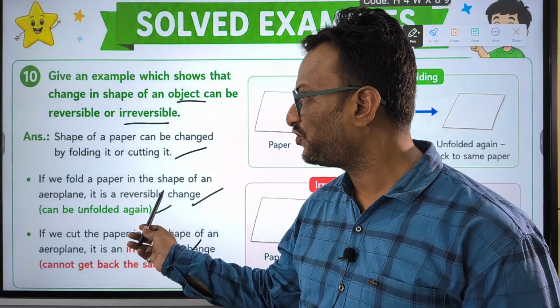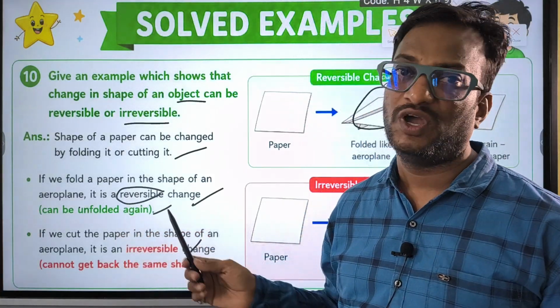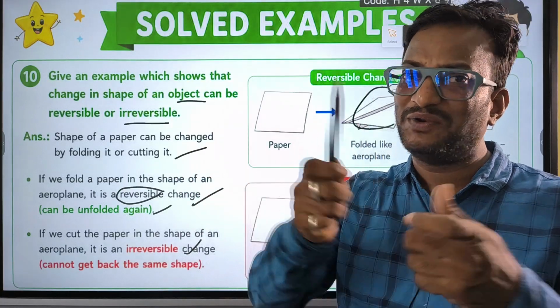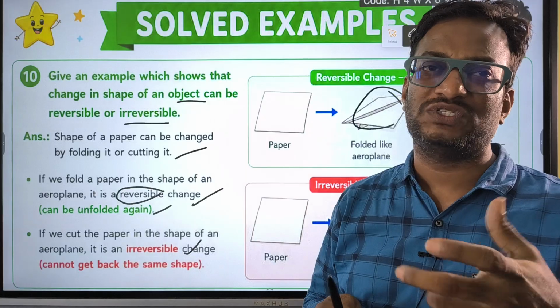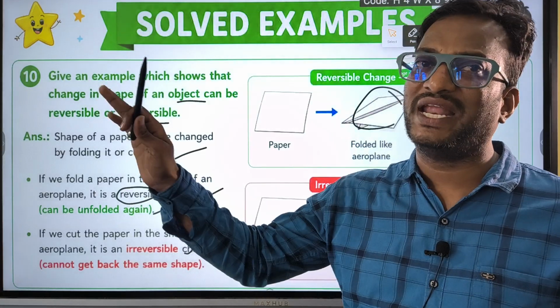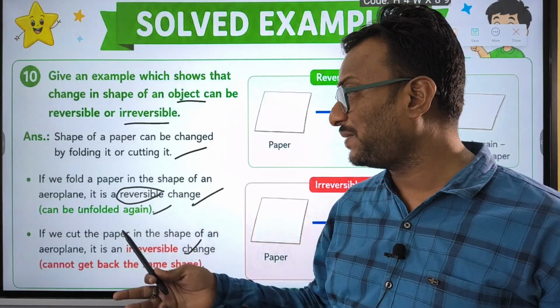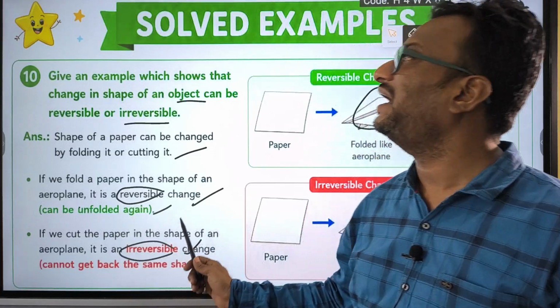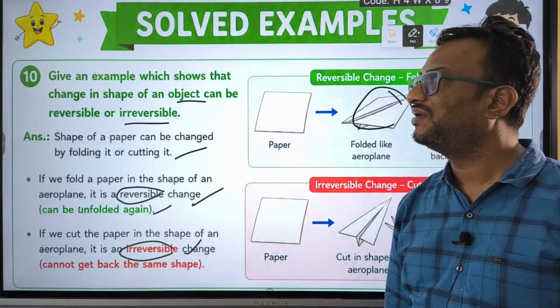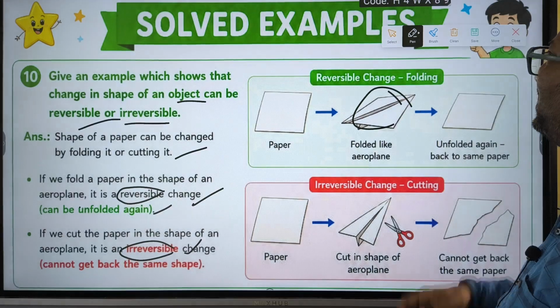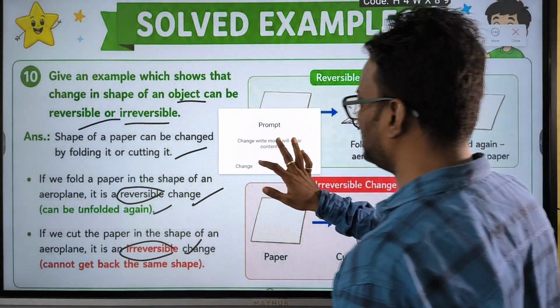So if you fold a paper like an aeroplane, we can get it back. Of course there will be little foldings, but we can get back the plain paper. That is reversible. If we cut the paper in the shape of an aeroplane, it is irreversible. So the same object, we can make it reversible and irreversible. So this is an example.